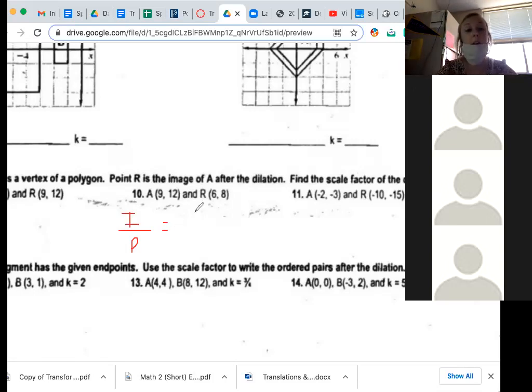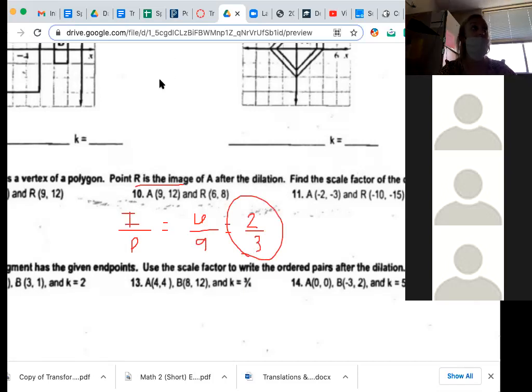Okay, so does everybody agree the X of the image is what? Ooh, the image. Point R is the image. Good. 6 over, what's the pre-image X? 9. What is 6/9 reduced to? So we multiplied by 2/3. That would be your scale factor. Good. It should seem easy after we did similar triangles. That's where it comes from.